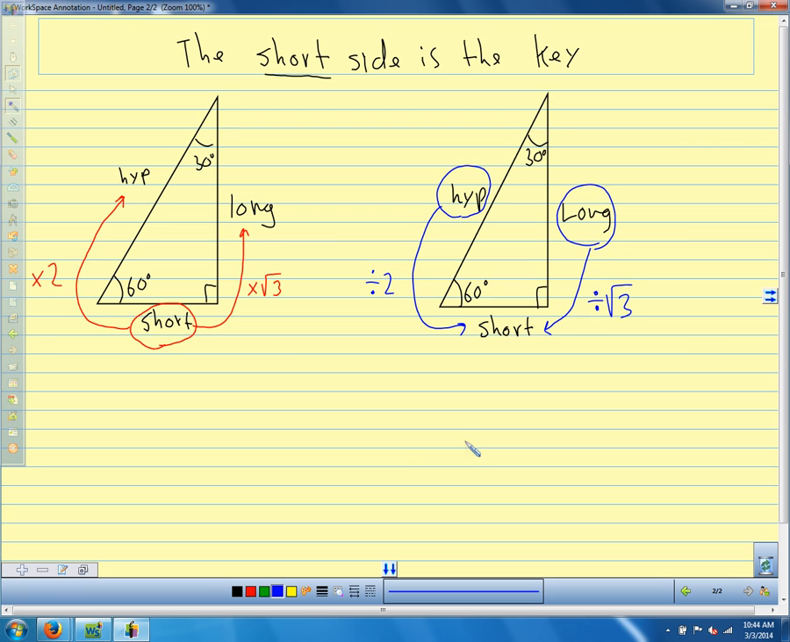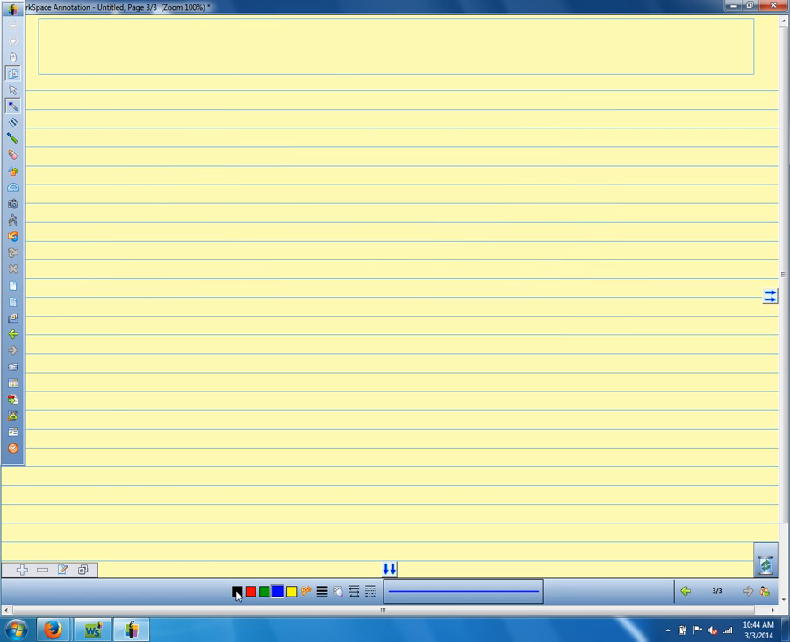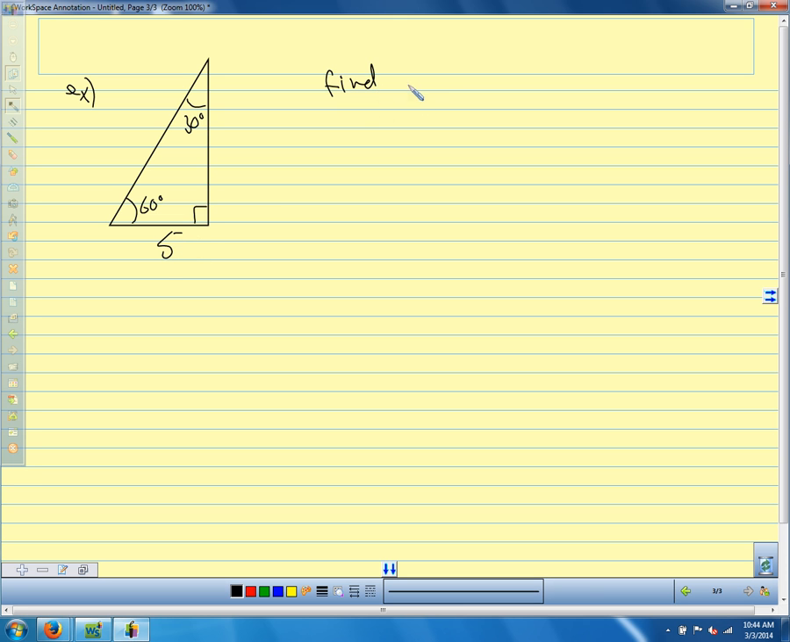All right, all I want to do is a couple of examples. This is really all that we're doing today, is just learning these rules about 30, 60, 90 triangles, and that's all there is to it. Okay. So we'll do an easy one first. Here's my triangle. There's my 60 degree, 30 degree, 90 degree, and we have that side's 5, and we want to find the missing sides.